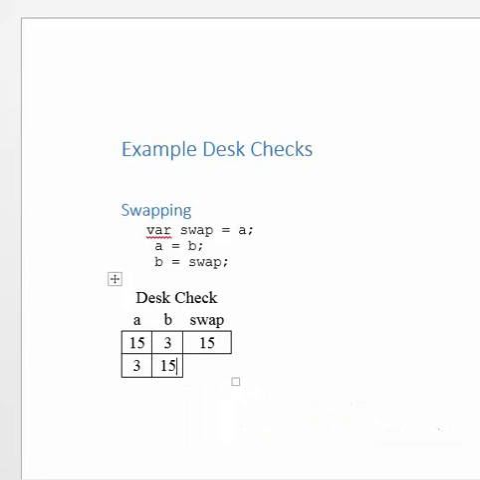So now the code is done running, and we can look at our little desk check here to see what the final states of the variables are. And in this case, we know that A equals 3, B equals 15, and swap still equals 15 as well. And if you look here at these four boxes, you can see that the values of A and B have been swapped, or flip-flopped, which was what we were trying to do.